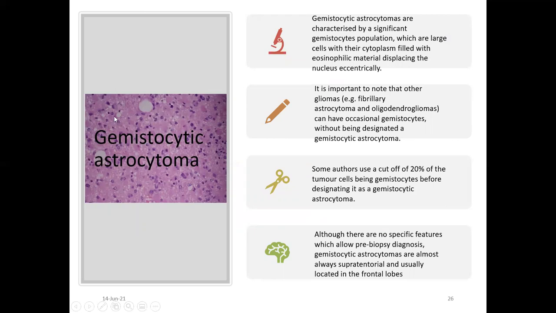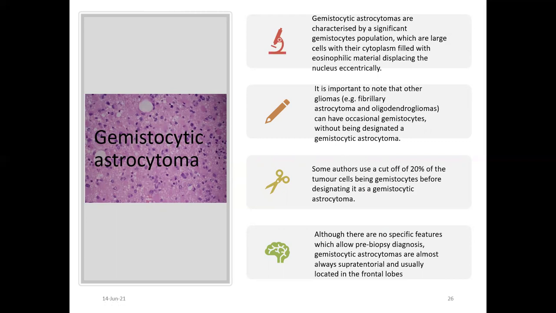There is another variant I mentioned before, called gemistocytic astrocytoma. Gemistocytic astrocytoma is a different entity, and we see gemistocytic cells in the histology. The gemistocyte is a large cell with cytoplasm filled with eosinophilic material, displacing the nucleus eccentrically. Sometimes you can see gemistocytes in other gliomas also, but the authors put a cutoff point of 20%. If it is more than 20%, it is gemistocytic, and if it is less than 20%, it is diffuse or fibrillary astrocytoma, or oligodendroglioma accordingly.